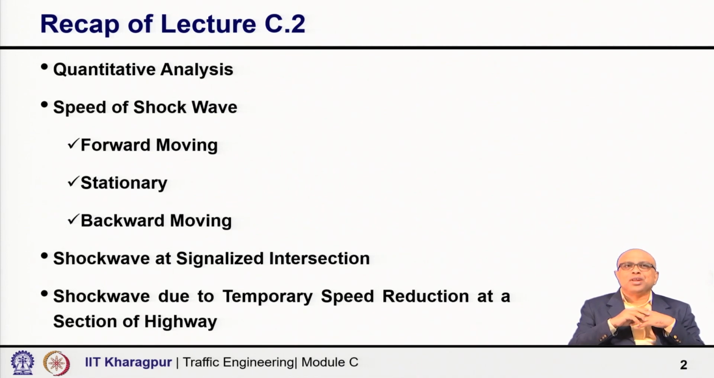whether the shock wave that is likely to be generated is going to be forward moving or stationary or backward moving. Then we took an example of a signalized intersection and explained how to calculate various components using the concept of shock waves and the speed of shock waves. Then we took another example of temporary speed reduction at a section of highway, and explained how the analysis can be carried out under different conditions.